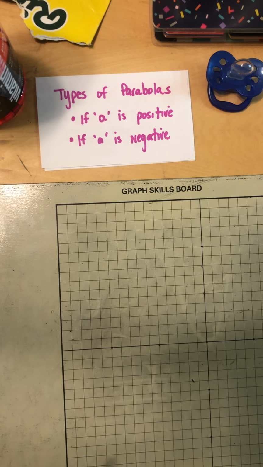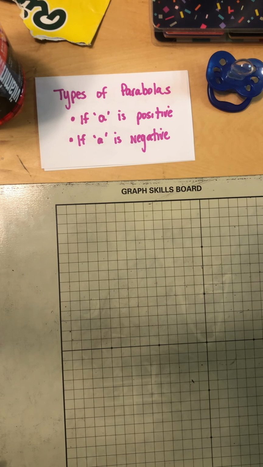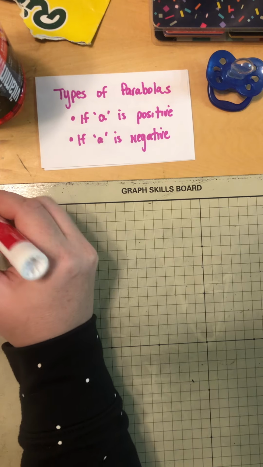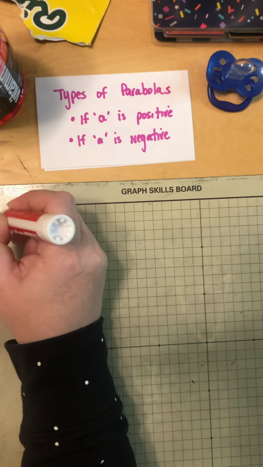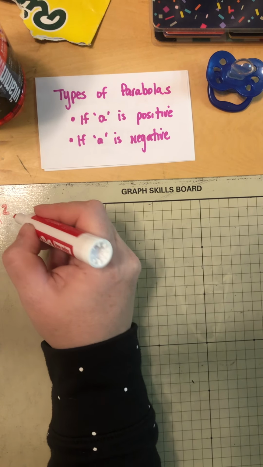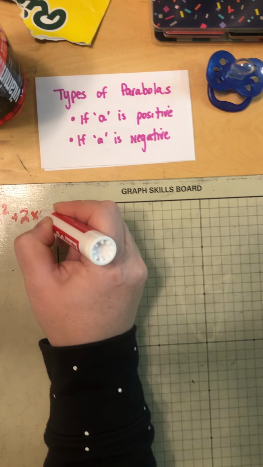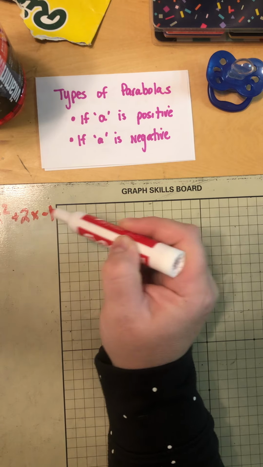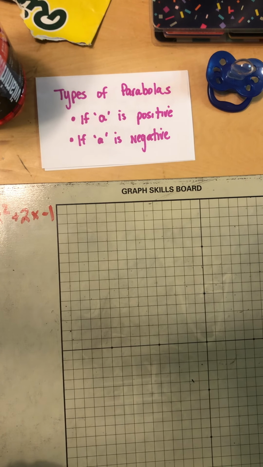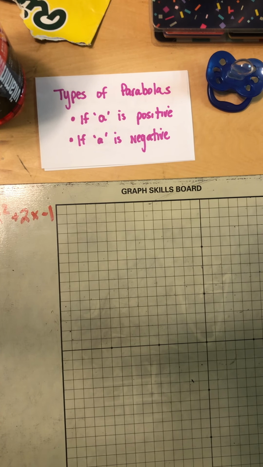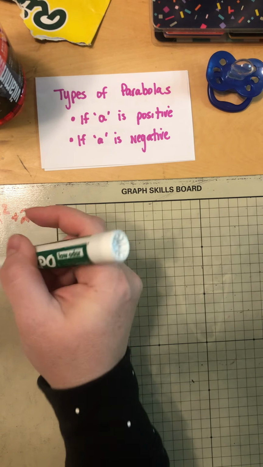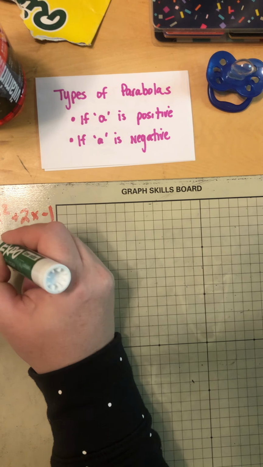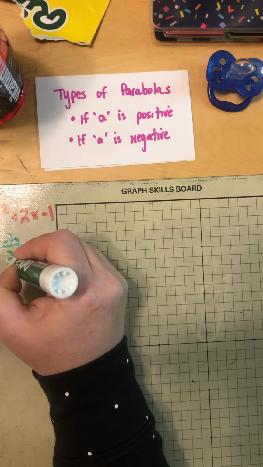All right, let's do x squared plus 2x minus 1. Again, whatever your a, your b, and your c are. Okay, so you want to find your vertex, sorry, your axis of symmetry first. So x equals -b over 2a.